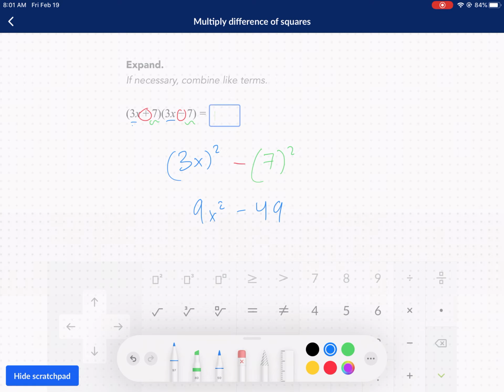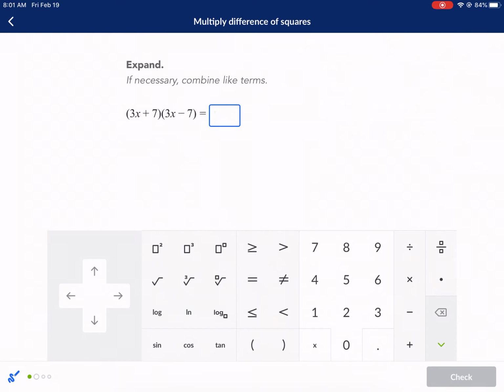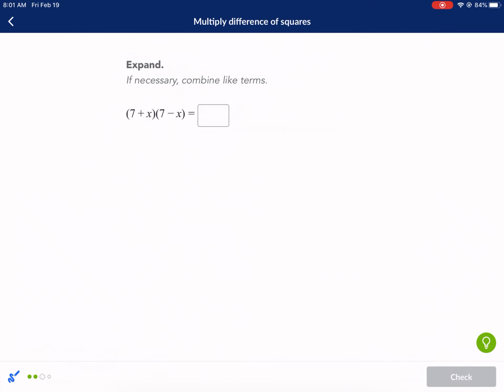This is the format for difference of squares. So 9x squared minus 49, and that should give us our correct result. Boom! What do you know?